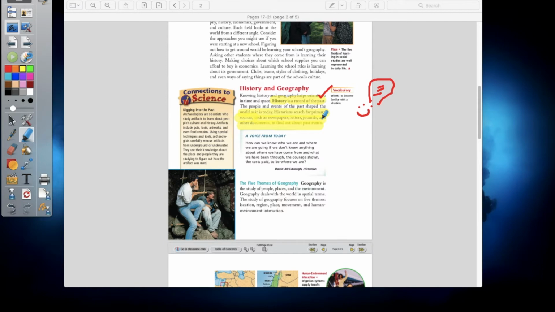So by looking at these documents and learning from the past, we can hopefully prevent making the same mistake in the future and hopefully stop this whole history repeats itself nonsense, because if we learn from the past and we make those corrections in the future, it won't cause as many problems as well.